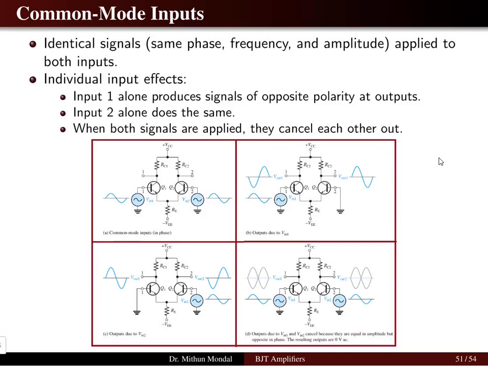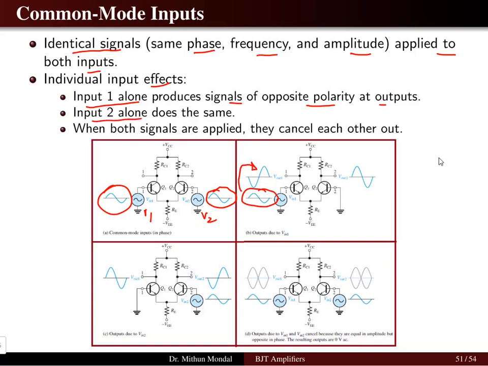Common mode: if you see here, an identical signal in terms of phase, frequency and amplitude is applied to both the inputs. So here this is V1 and this is V2. Both are identical in terms of magnitude, phase and frequency. Then what is the effect? Input 1 alone will produce a signal of opposite polarity at the output. So this is input 1, and you are getting opposite polarity at the output signal.